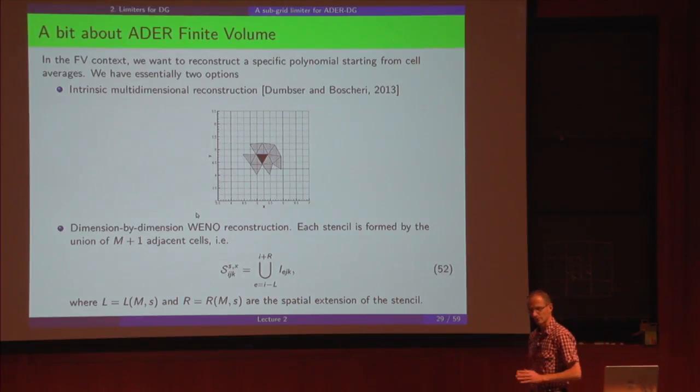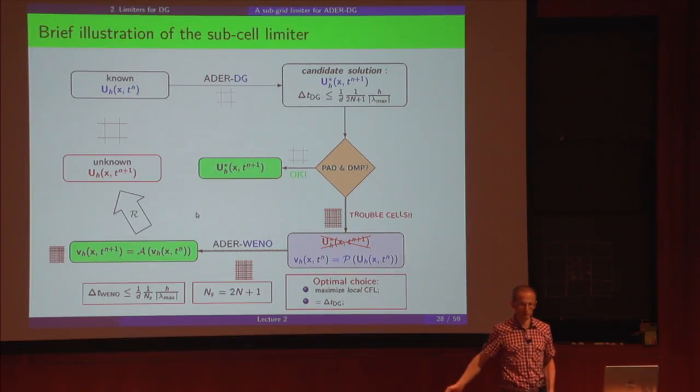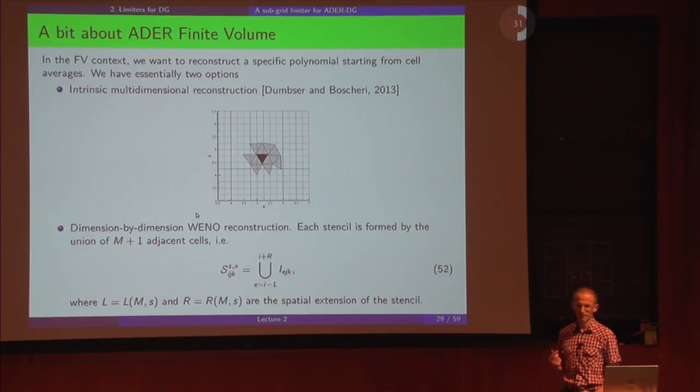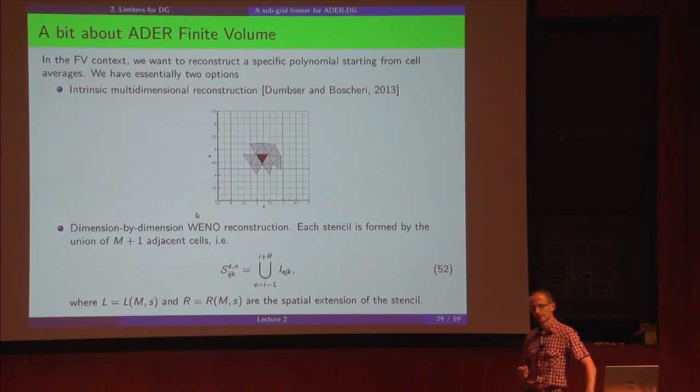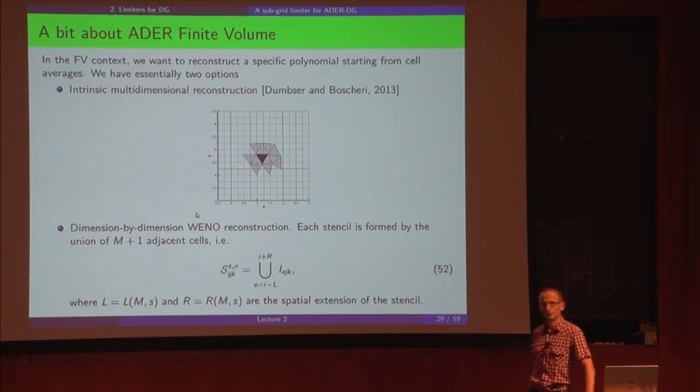Because I've talked a bit about finite volume, here I am performing an ADER finite volume. I've written WENO because it's a possibility among many of finite volume. So let me spend a few words on how we implement the finite volume. It will be fast, but because we use the same basis expansion, it's very reminiscent of what you've done so far. So a bit about ADER finite volume, which incorporates into this limiter.